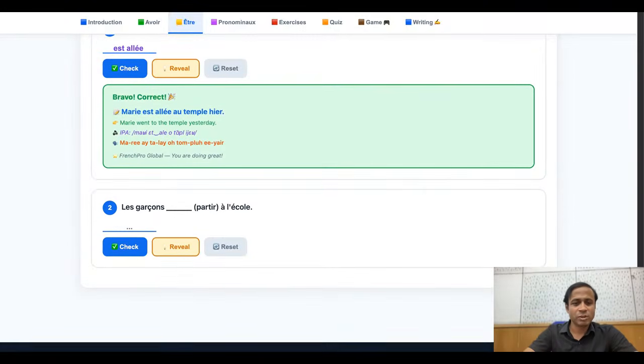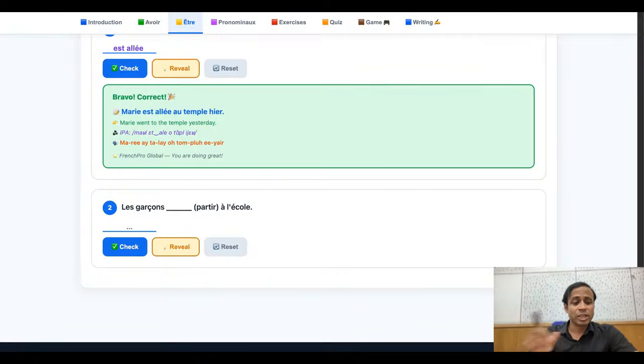Fine. Now, second question. Les garçons dash, bracket, partir à l'école. Yeah, what is your answer? Yeah, correct. Les garçons. Okay, your answer. Sont partis. So, Maria, you have written sont partis, but you have not added s in your answer, parti. So, you have not added s. Les garçons, Shayan, you have written les garçons est parti, but les garçons here, the boys, is plural, no? Here we are not talking about one boy. Here we are talking about more boys. So what would be the right answer?